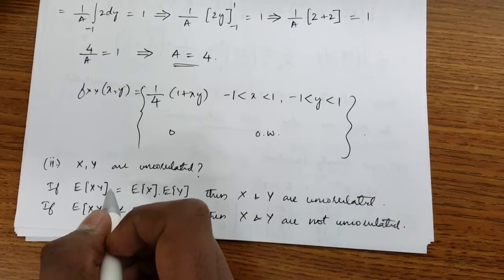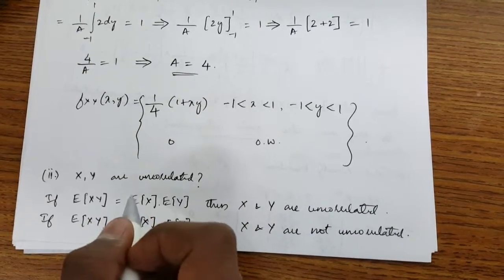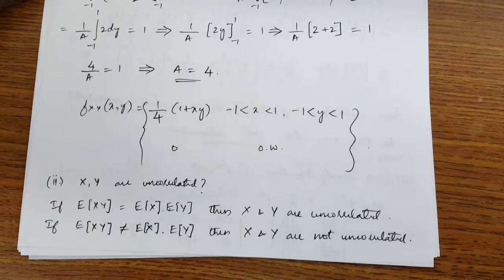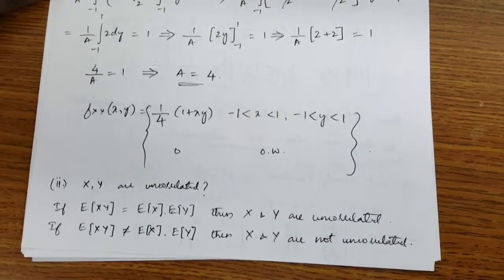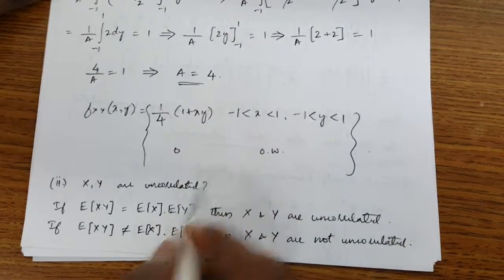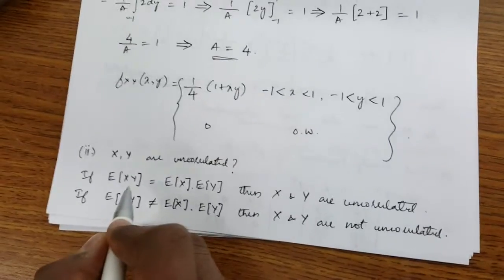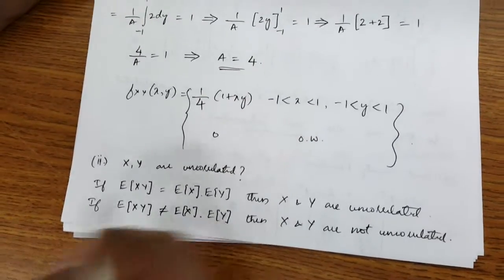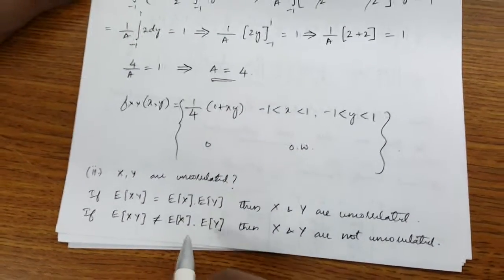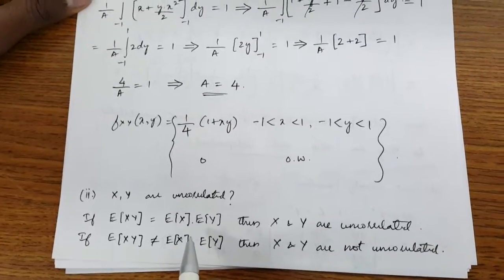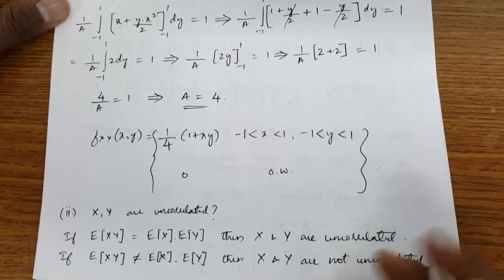In subdivision 2, we are asked if x and y are uncorrelated. So the condition for uncorrelatedness is that the covariance should be 0. That is, the joint expectation of xy should be equal to the product of the individual expectations. If so, they are uncorrelated.